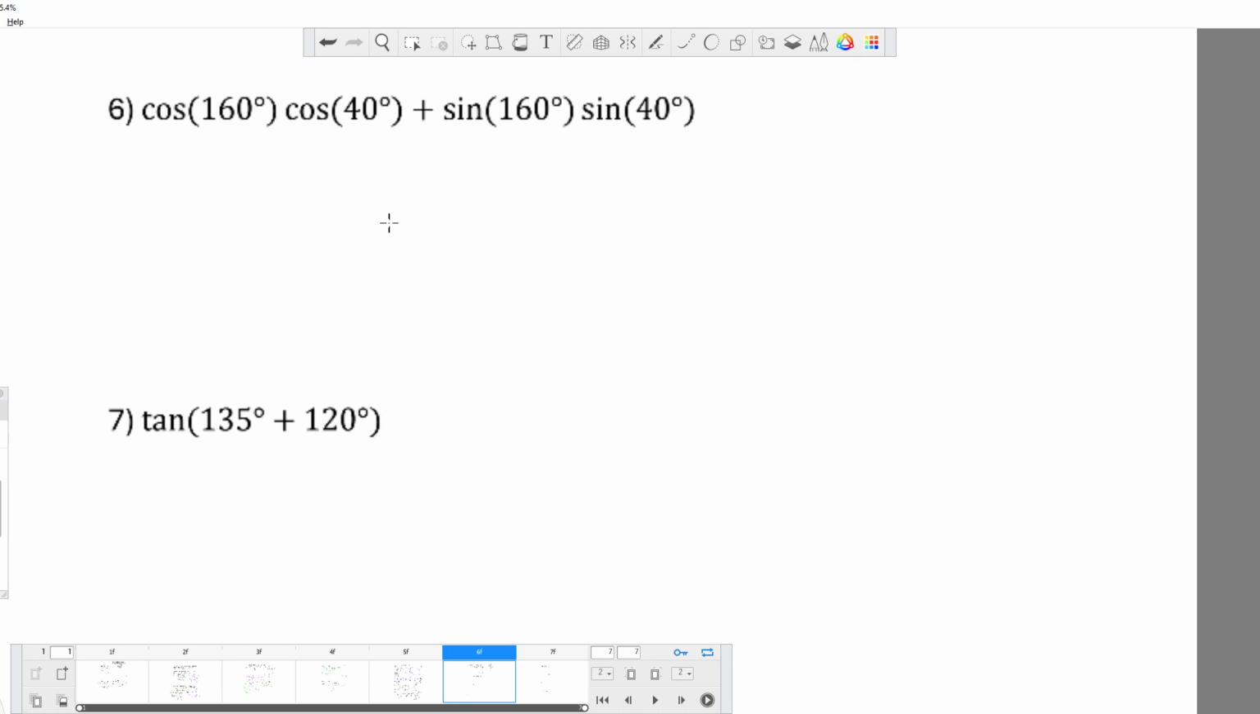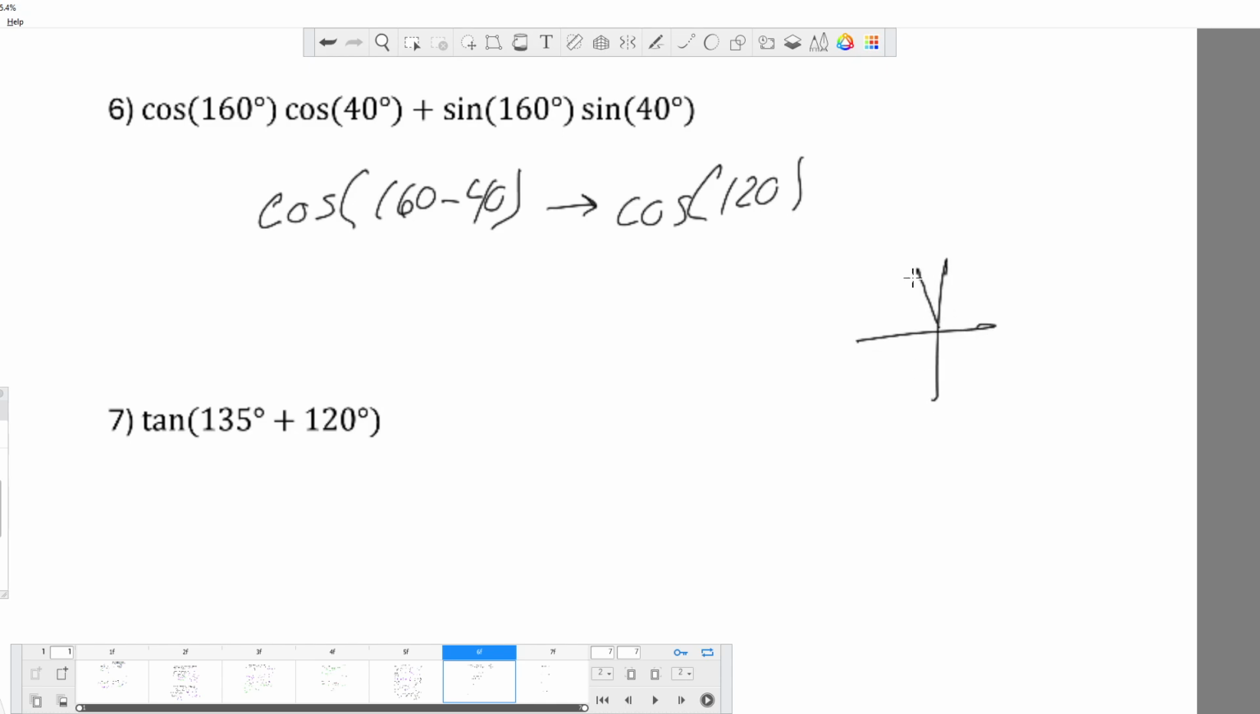Looking at this next one, this looks like the cosine formula. And remember, the cosine formula uses the opposite sign of what was there. So this was originally cosine of 160 minus 40, which is going to turn into cosine of 120. And that is going to be this value right here on the unit circle, which is the x value that we want, and that is negative 1/2 comma square root of 3 over 2. And so that is going to be negative 1/2.